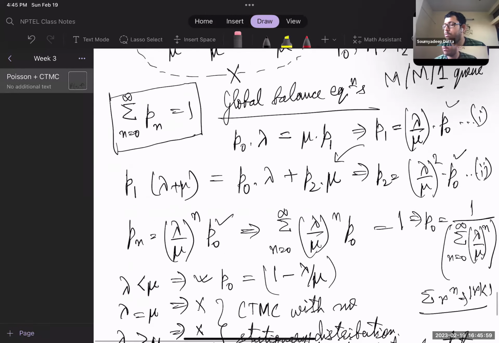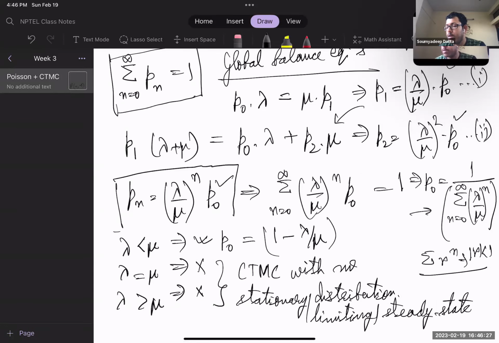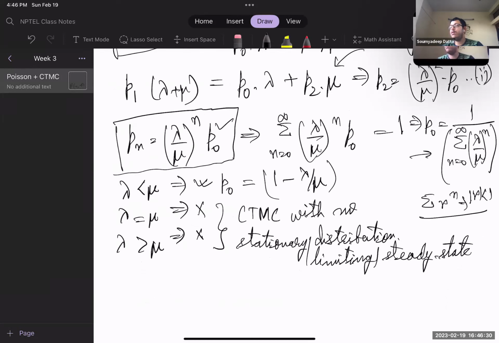For this particular example, it's very easy to see that the sum of the GP series, which you get for P0, has to converge to a finite value for the stationary state to exist, because all other Pn depend on P0. For a GP series to converge, we need the common ratio, lambda by mu, to be less than 1. So we need lambda less than mu: the arrival rate has to be less than the service rate for stability.